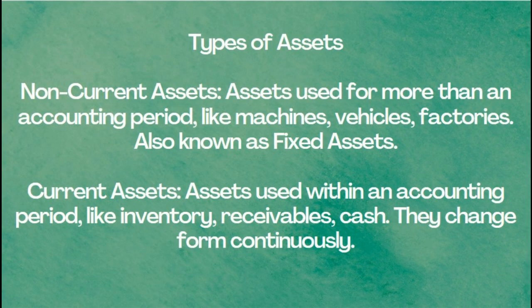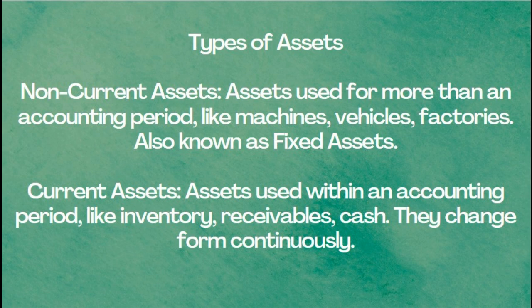So here on the screen, you can see the two types of assets, that are the non-current assets and the current assets. So first of all, what are non-current assets? They are the assets used for more than one accounting period or the financial year. This means that the business buys these assets to use in the business for more than one accounting period. For example, machines, vehicles, factories, and many more. This type of assets, that is the non-current assets, are also known as fixed assets because they remain fixed with the business for more than one financial year.